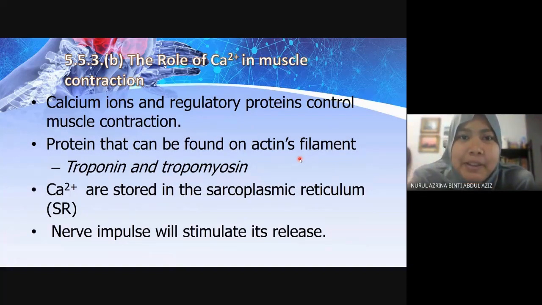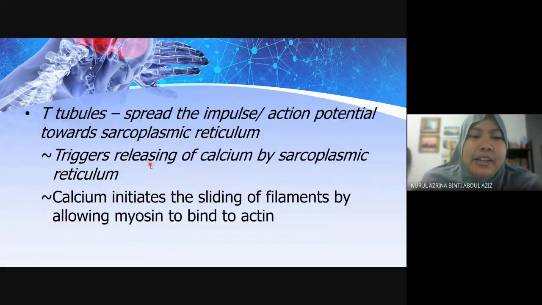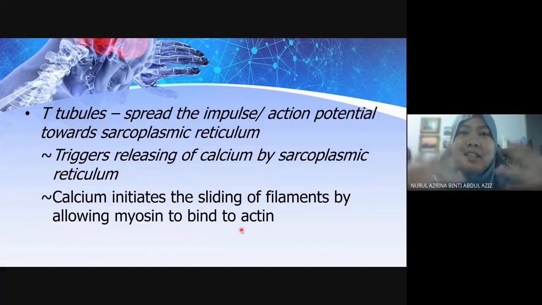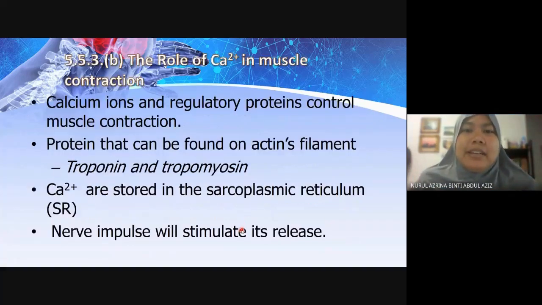Okay, so now what happened to the calcium ion tadi? Okay, tadi kita sampai sini je. Calcium ion release from the sarcoplasmic reticulum and initiate the sliding filament by allowing myosin to bind to actin. So the question tadi, macam kawan kita tanya tadi, how the calcium ion initiate the sliding, right? Or the allowing the myosin and actin to slide each other. So this is the role of calcium ion. Okay, what is the function of the calcium ion in the muscle contraction?